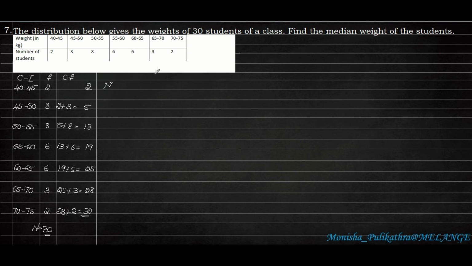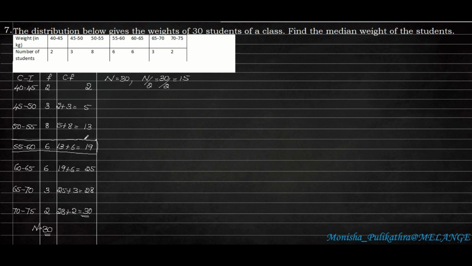Before writing the median formula, we have to check in which class frequency the n by 2 appears. Here n is 30, so n by 2 is equal to 30 by 2, which is equal to 15. We have to find out in which class frequency 15 appears. Okay, 13 is less than 15, whereas 19 is the number where the class frequency occurs. So this is the row.